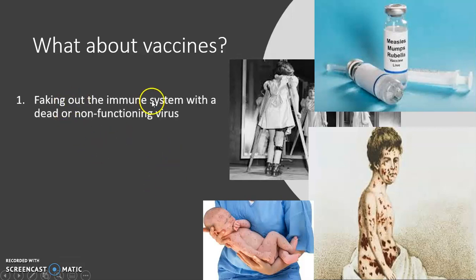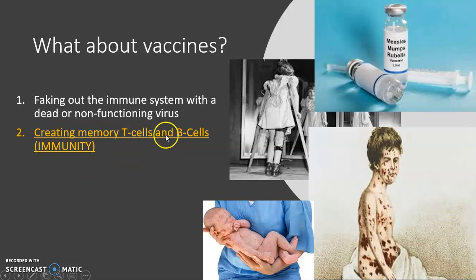What you do with a vaccine is you're kind of faking out your immune system because you're not putting a real virus in, you're putting a dead virus or a non-functioning virus, and so that is supposed to create those memory cells that we talked about in the last slide. And if you have memory cells, then you have what's called immunity. And so here are some illustrations. This is a person who had polio, a person who had smallpox, and I think this is rubella. Yeah, measles, mumps, rubella. And here's the vaccine medication.